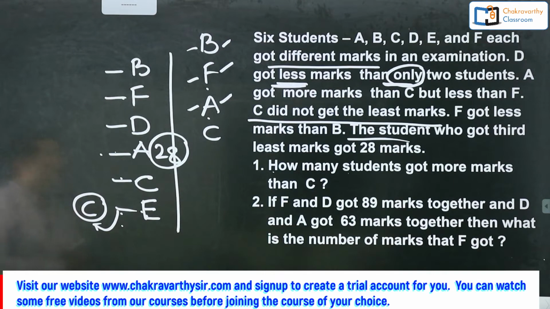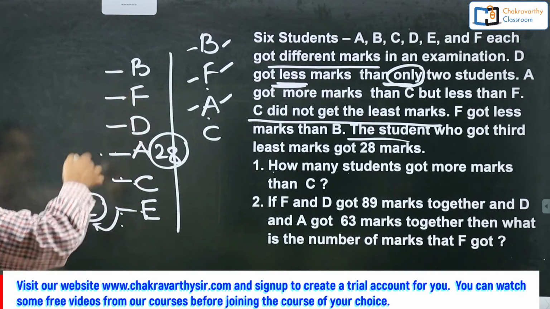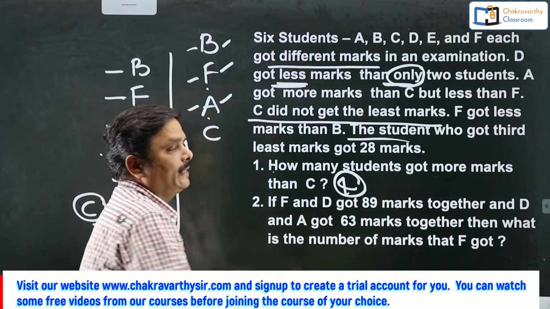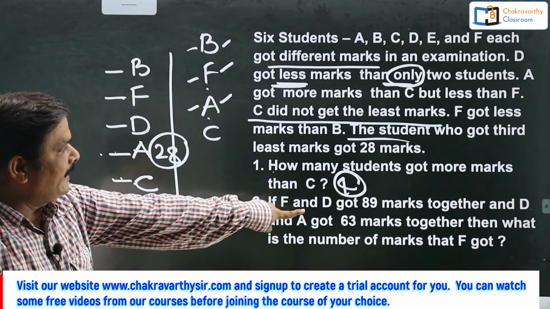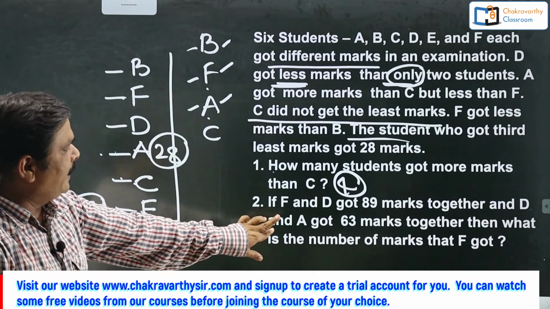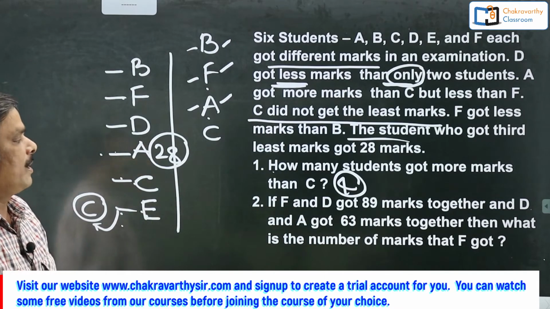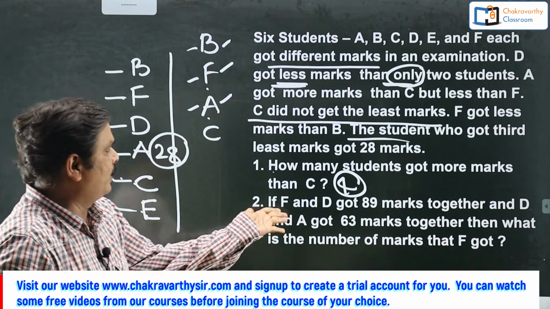What's the first one here? How many students got more marks than C? A simple one here. This is C here. How many students got more marks than C means that is 4 students got more marks than C. The next one is, if F and D got 89 marks together and D and A got 63 marks together, then what is the number of marks that F got is the question. Simple simplification or calculation you go for.